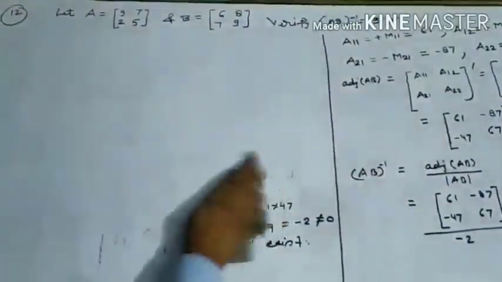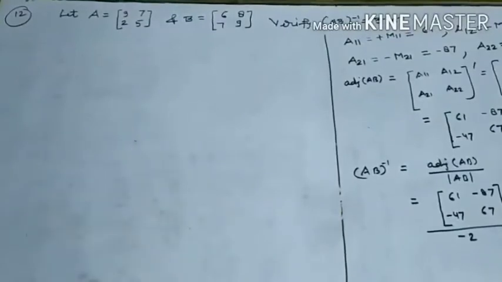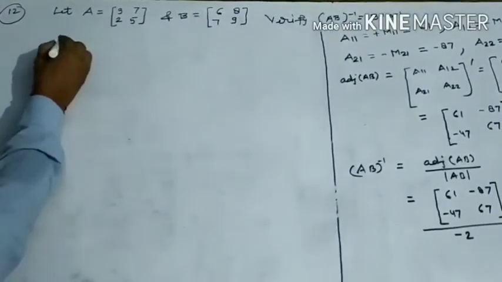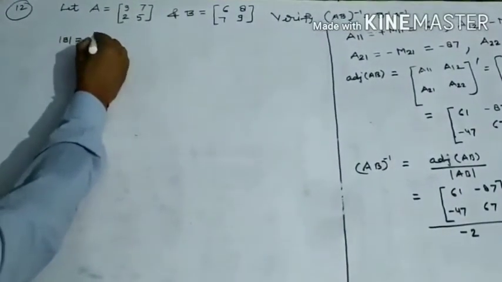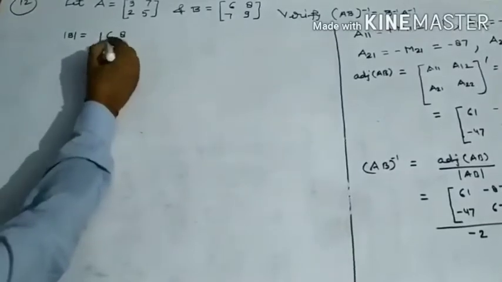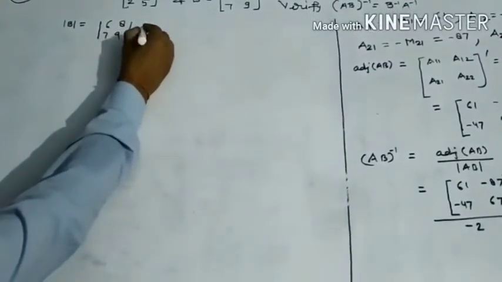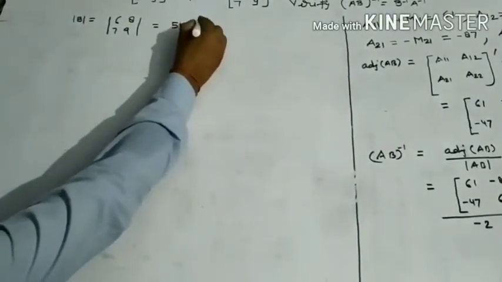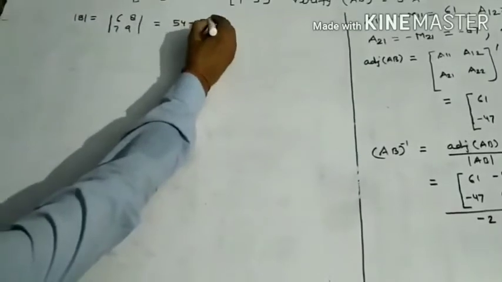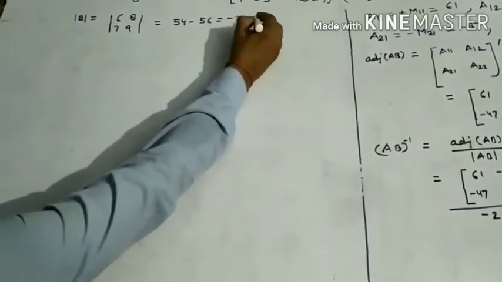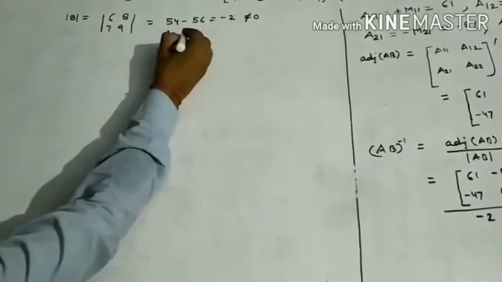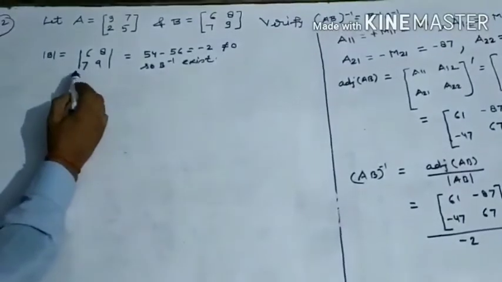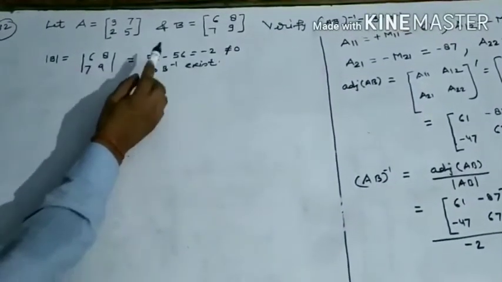Now here you have to see. After that we want to find out the determinant of B. This is equal to 6, 8, 7, 9, or this is equal to 54 minus 56. So this is minus 2, and this does not equal 0, so B inverse exists. Now after that we want to calculate the cofactors of each element of the matrix B.